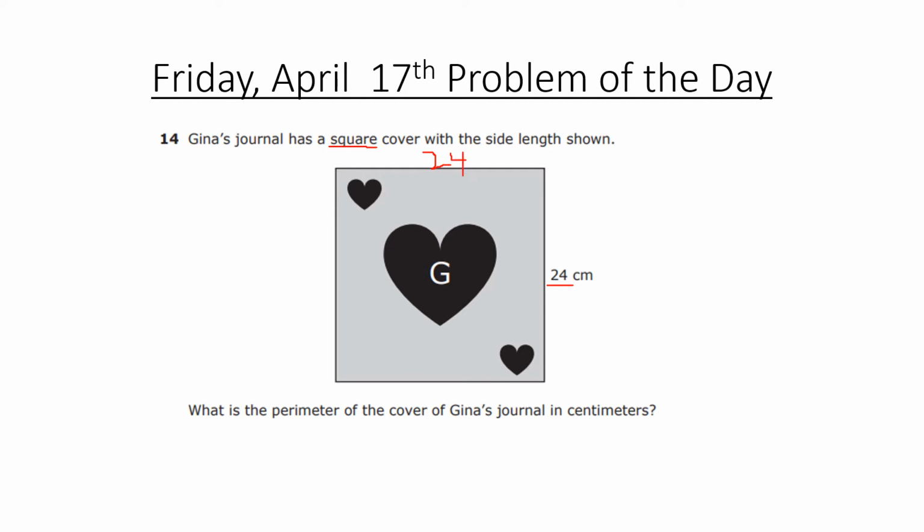So I'm going to go ahead and label every side of the journal. It's always a good idea to make sure that you've labeled. So we're measuring in centimeters here. So I'm going to make sure that every side reads 24 centimeters.